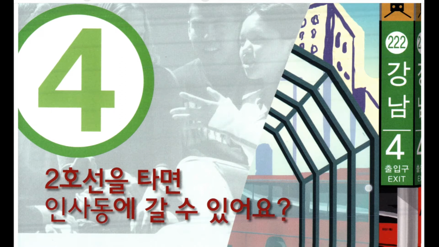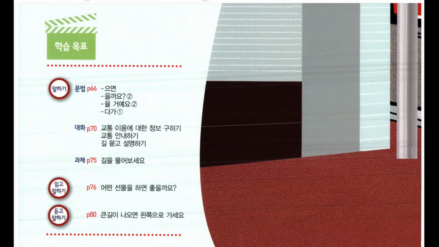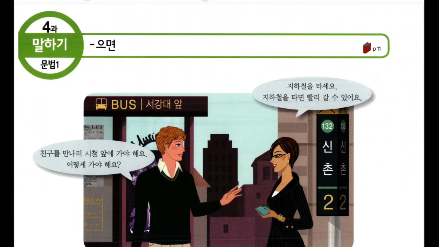2호선을 타면 인사동에 갈 수 있어요? In this chapter, we're going to learn four grammar points and three dialogues, one reading and one listening. First grammar point, 으면. What does it mean if we put this connective ending at the end of the first clause, and then you go to the main clause? This is the main clause, this is the adverbial clause, and especially it means condition.